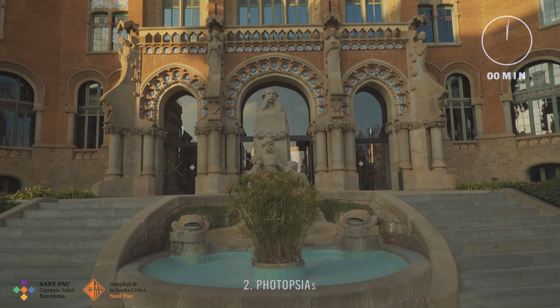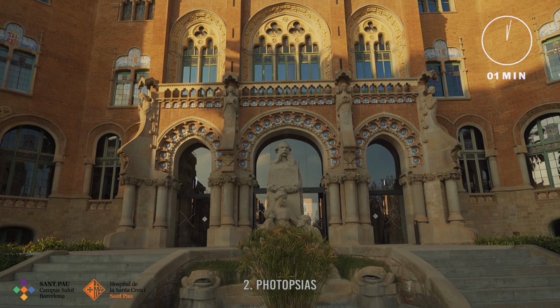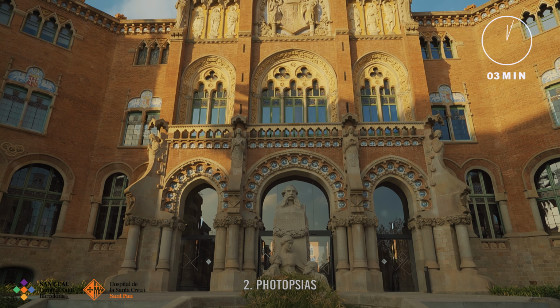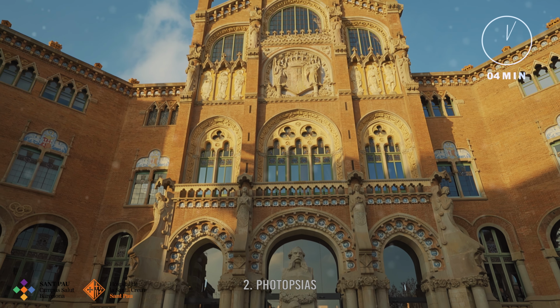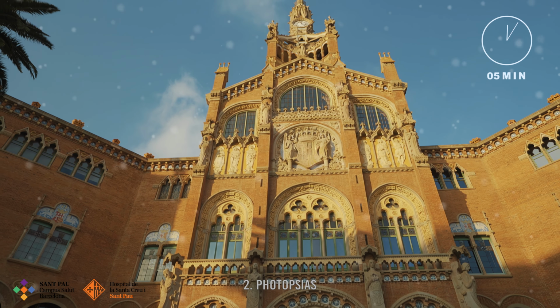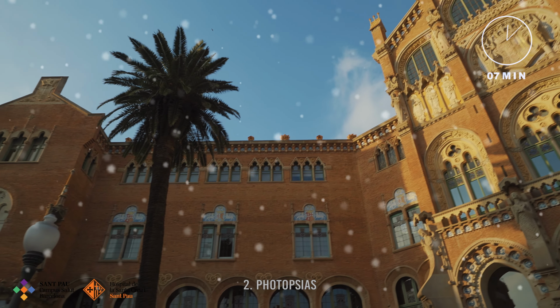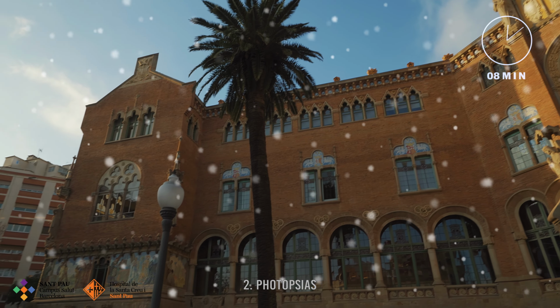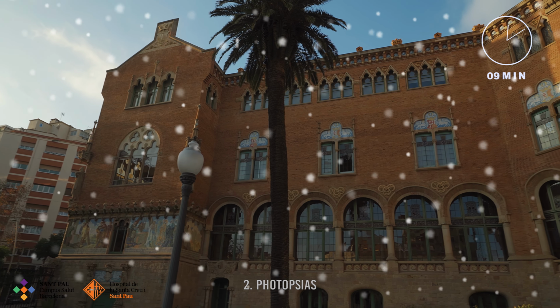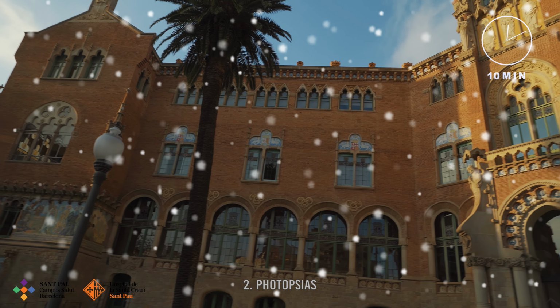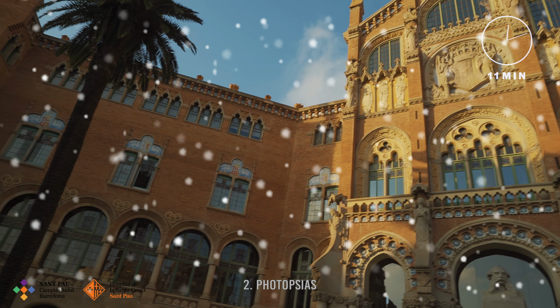Photopsias. These are probably the most common migraine visual aura. They consist of flickering lights, generally white or with little color, which appear progressively and can fill the visual field, preventing correct vision. However, the most common cause of photopsias is not migraine aura, but ocular pathologies.